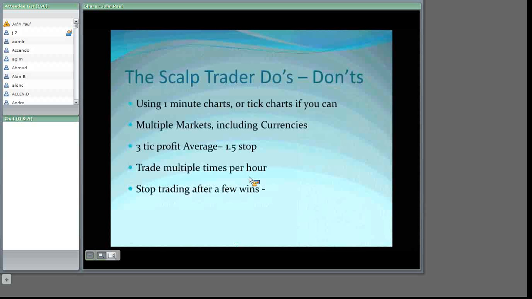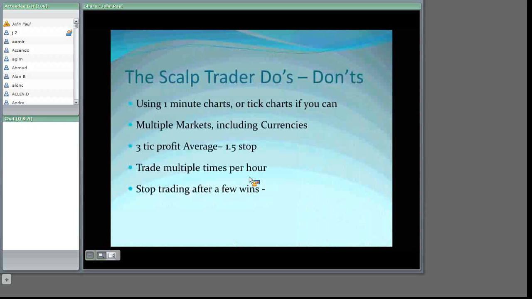Here, I want to show you guys a few do's and don'ts of the scalp trader. Now, use 1-minute charts or tick charts if you can, but I like the TradeScalper to use 1 minute. It's much different than the scalping method that I offer with the ATO. It's completely different, okay? So I prefer the 1-minute chart.